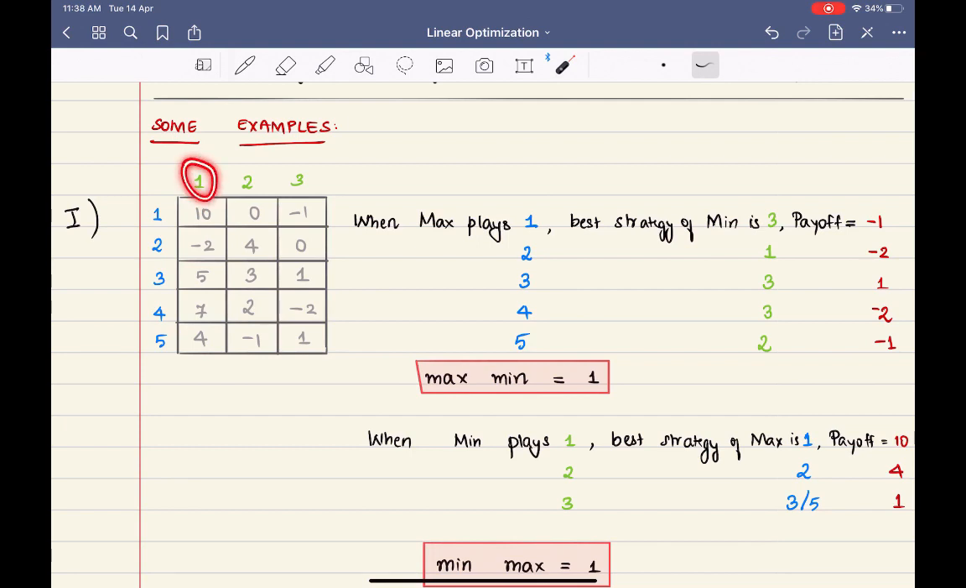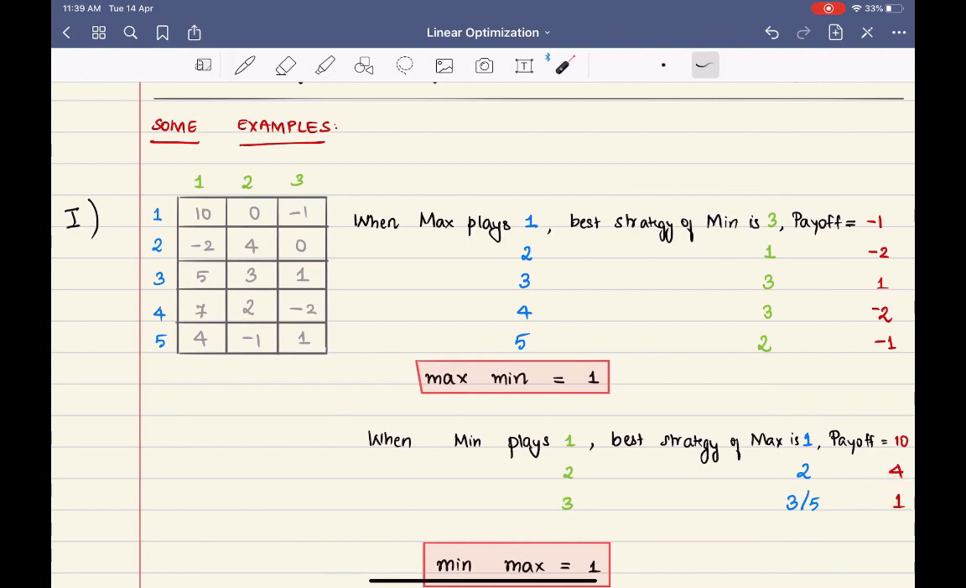So suppose Min plays 1, then Max will choose the maximum among this column and that will be 10. So when Min plays 1, best strategy of Max is 1 and the payoff will be 10. When Min plays 2, the best strategy of Max will be 2 and the payoff will be 4. And when Min plays 3, the best is either 3 or 5 and the payoff will be 1.